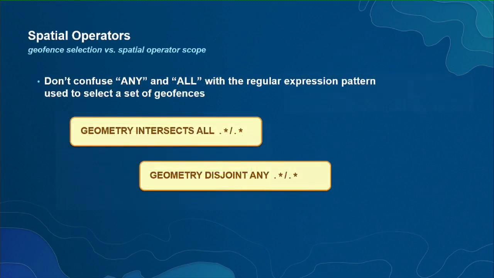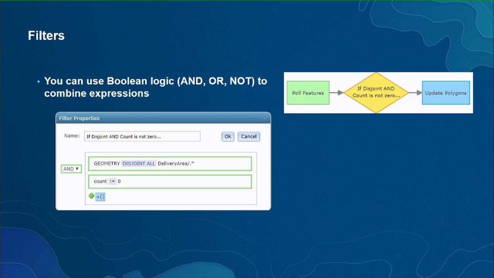And the way we do that, let me back up one slide here. If you take a look at this expression, this filter looks for if the geometry of the incoming message is disjoint with all of a certain category of geofences. So in this case, we're looking at the delivery area category. And if the geometry is disjoint with all of the delivery area geofences, then that particular expression evaluates to true.